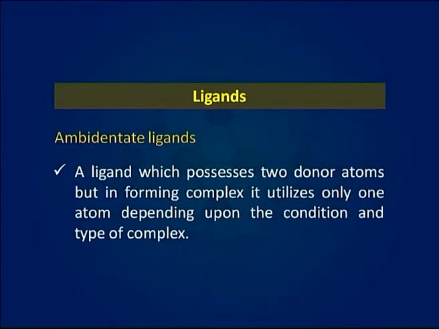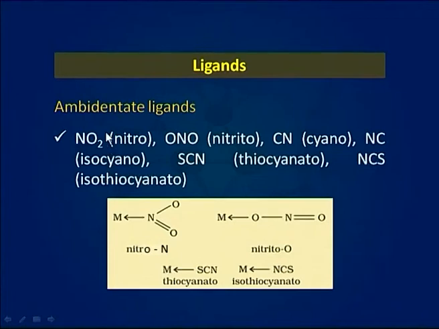There is another very important class of ligands known as ambidentate ligands. A ligand which possesses 2 donor atoms, but in forming complex it utilizes only 1 atom depending upon the condition and type of the complex is called ambidentate ligand. For example, NO2 known as nitro and ONO known as nitrito are ambidentate ligands.